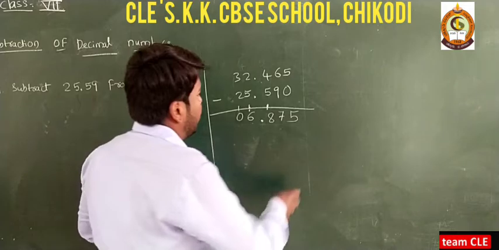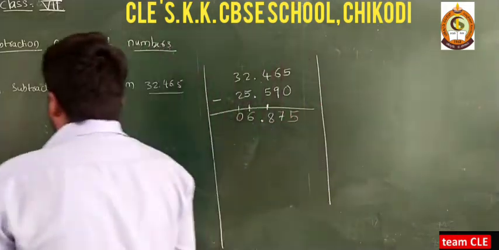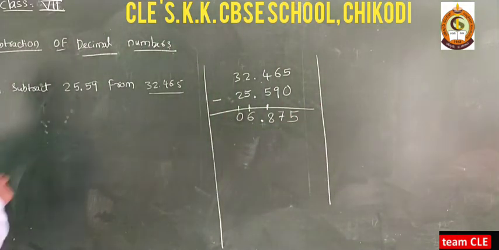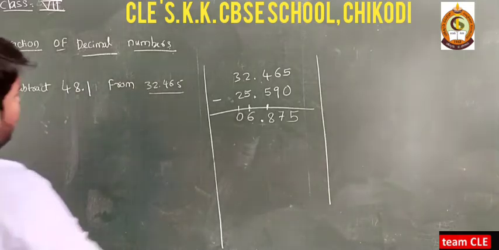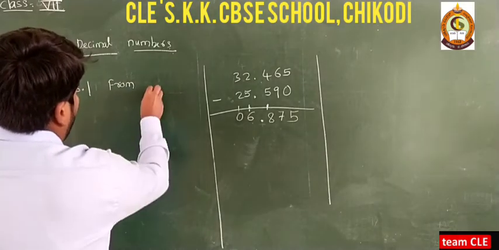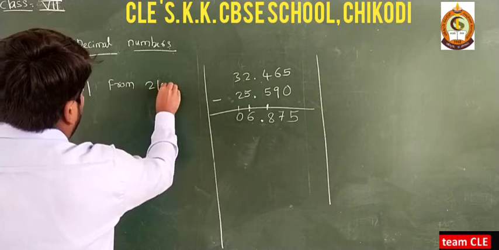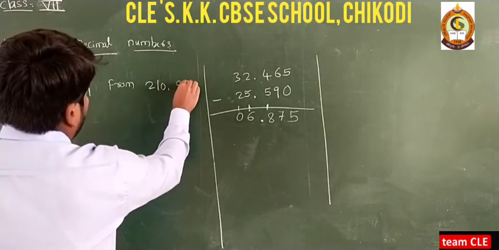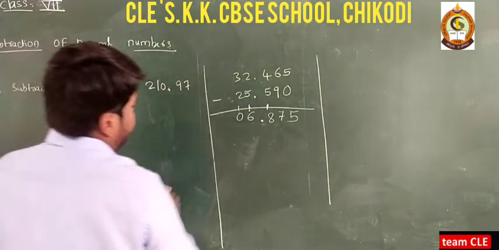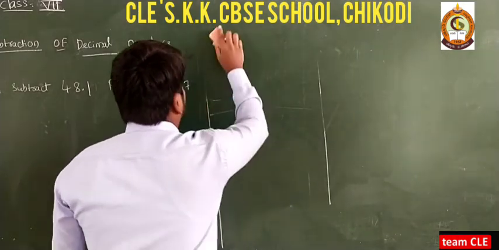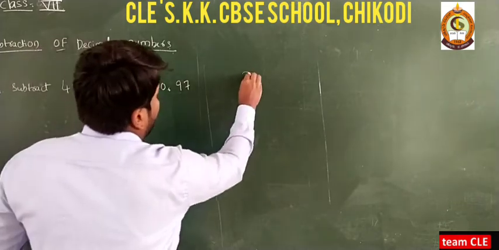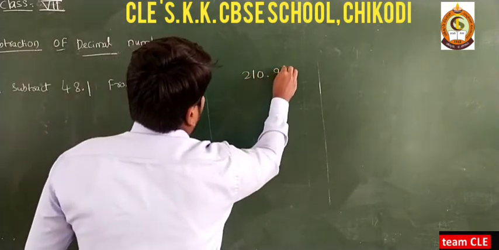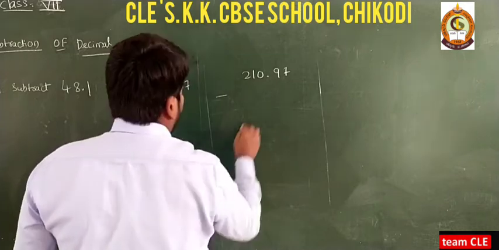Second problem, if I solve one more problem, I take one example. Second one, I choose: subtract 48.1 from 210.97. Okay, dear students, so I am going to solve here. So see here, first again I will write the first number, that is 210.97 minus 48.1.